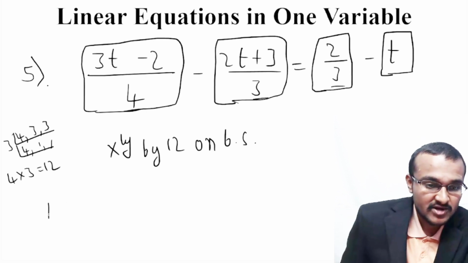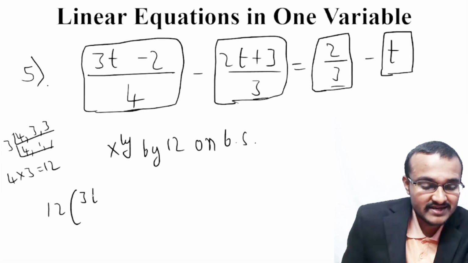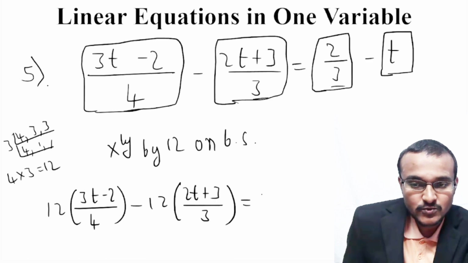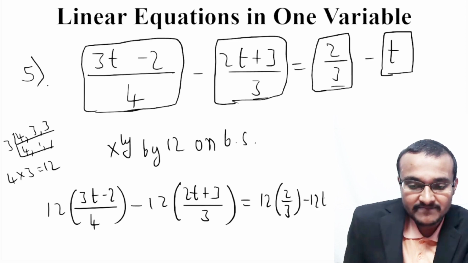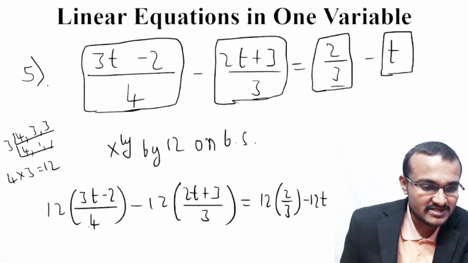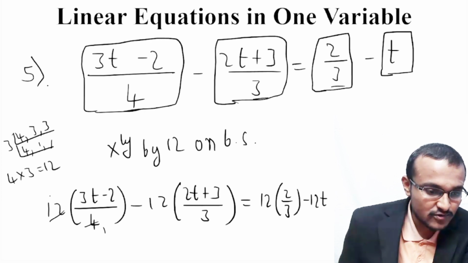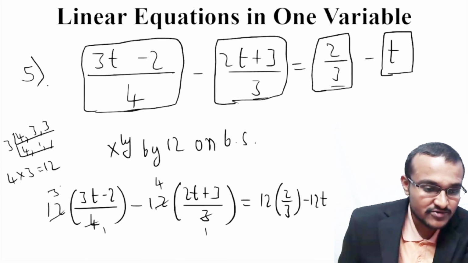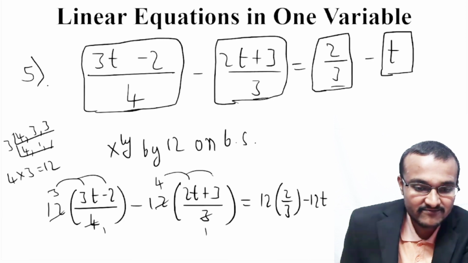So that will be 12 into (3t minus 2) divided by 4 minus 12 into (2t plus 3) divided by 3 is equal to 12 into 2 by 3 minus 12 into t. So this will be your equation. So now you can easily solve this particular equation. 4 1s are 4, 3s are 12. Here also 3 1s are 3, 4s are 12. Now you should multiply this 3 with 3t and also minus 2, and this 4 with 2t and with 3.